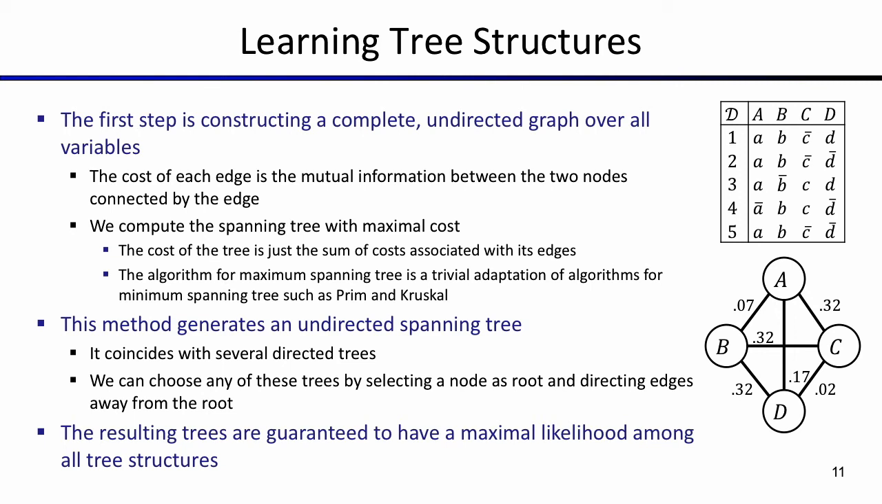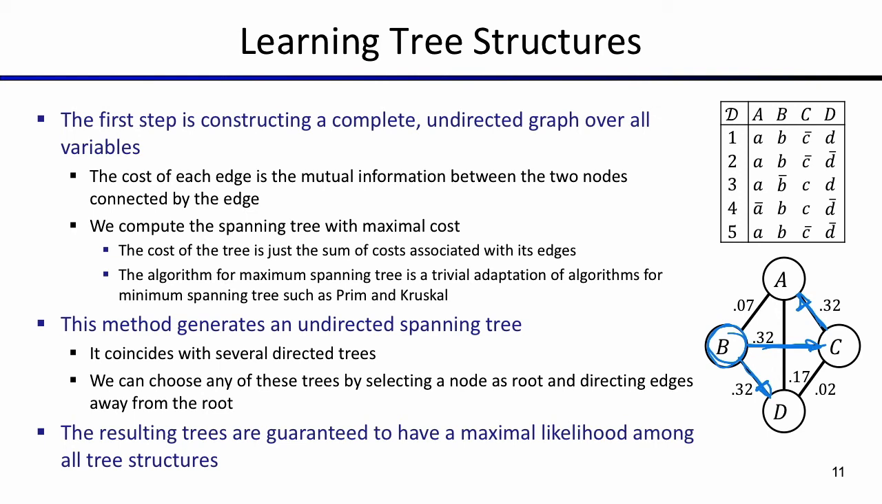For instance, let's suppose that we have this graph and we start building the maximum spanning tree. We're going to connect these two guys here, these two guys here, and these two guys here. Clearly this one is the maximum spanning tree. But now we have this undirected tree and we need to select one node as a root. Let's suppose that I select the node B as my root. So I direct the edges away from the root, so that's going to be my directed tree, and this is my Bayesian network.